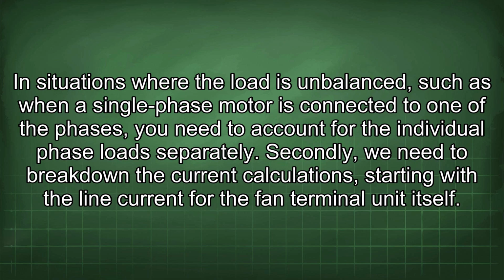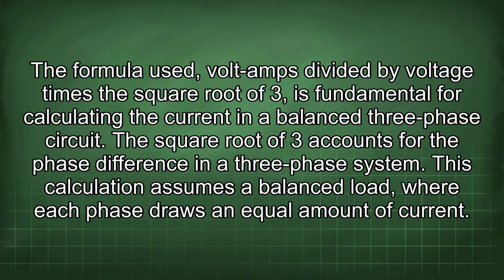Secondly, we need to break down the current calculations, starting with the line current for the fan terminal unit itself. The formula used, volt amps divided by voltage times the square root of 3, is fundamental for calculating the current in a balanced three-phase circuit. The square root of 3 accounts for the phase difference in a three-phase system. This calculation assumes a balanced load, where each phase draws an equal amount of current.